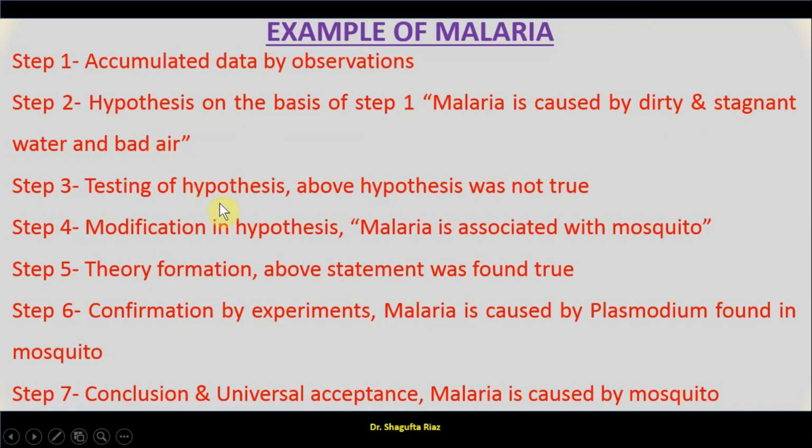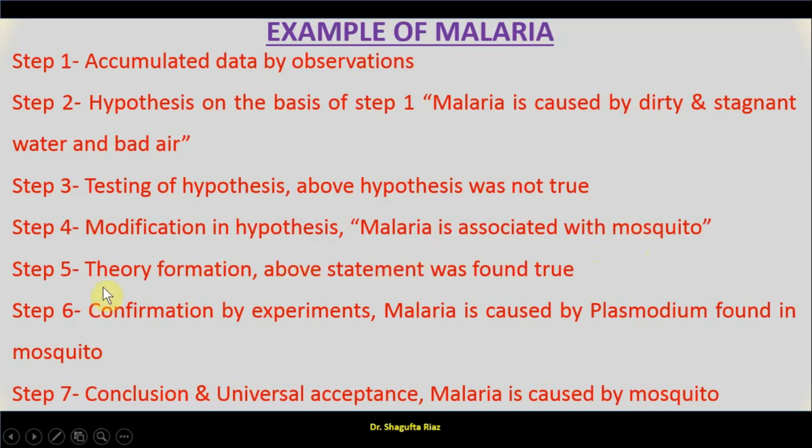After that, they tested this hypothesis, and after the test they concluded that this hypothesis was not true, because humans were affected by malaria in cleaner spaces also, where there was no stagnant water or bad air, but still humans were getting infected by malaria. So they called that hypothesis not true. So they modified the hypothesis and proposed that malaria is associated with the mosquito.